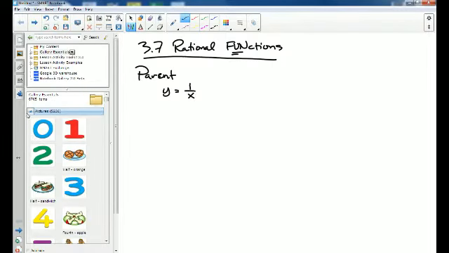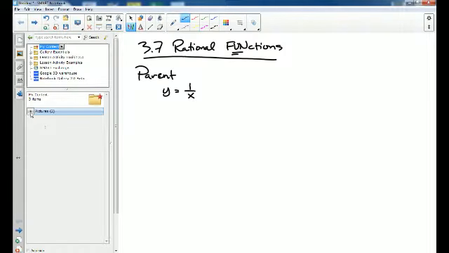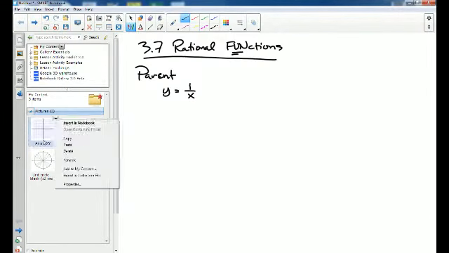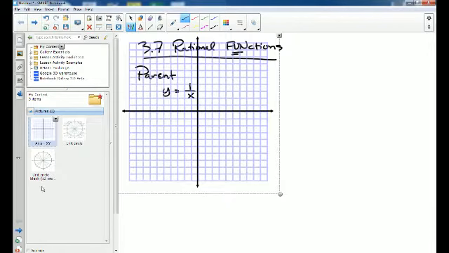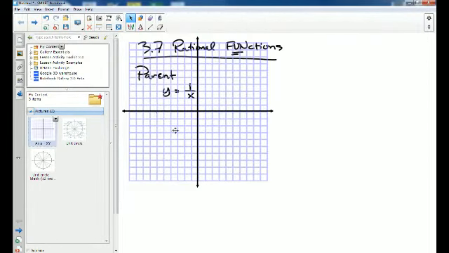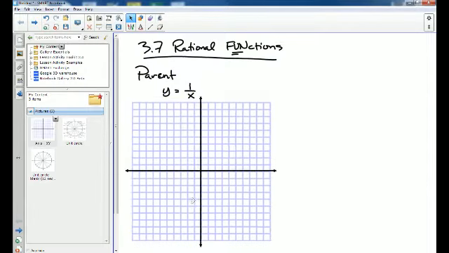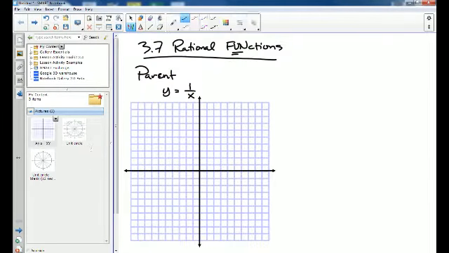Does anybody remember what that looks like? Yes, it is exactly like this. You got it right. Again, we're just sketching. Parent function right there.